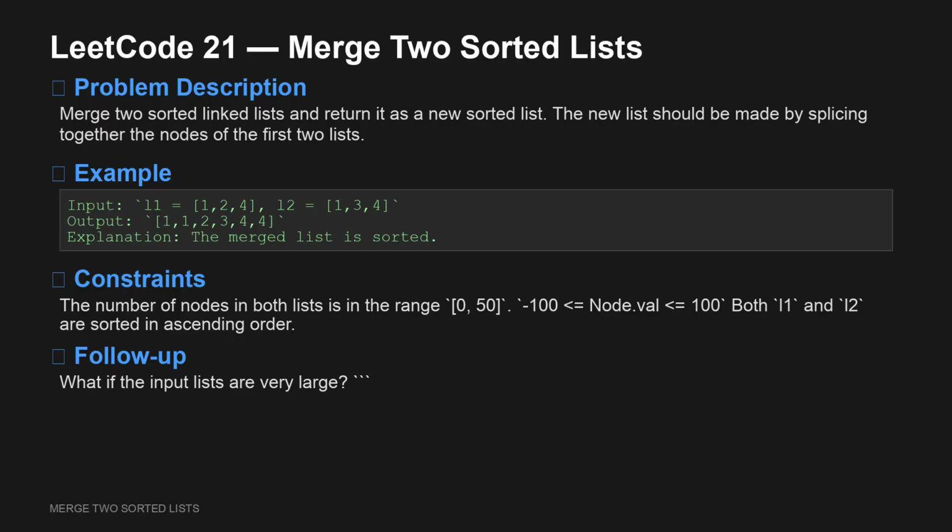Today, we explore LeetCode problem 21, which asks us to merge 2 sorted linked lists into a single sorted linked list. The merging process must respect the order of the nodes, achieved by splicing nodes from the input lists. Notably, the input lists are guaranteed to be sorted in non-decreasing order, with each containing between 0 and 50 nodes. Additionally, each node's value falls within the range of -100 to 100, shaping our approach to the solution.